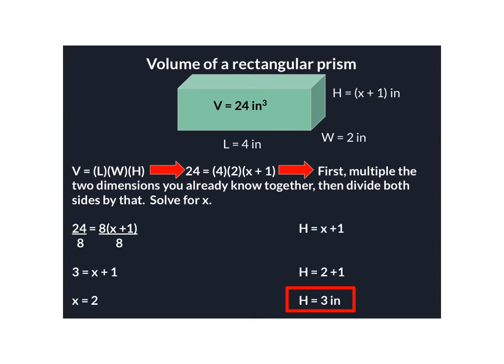So if you wanted to check yourself to see if you got it right, you can take that 3 inches, the height, multiply it by the length and the width. 4 times 2 is 8, and then that 8 times 3 gives us our volume of 24 cubic inches.